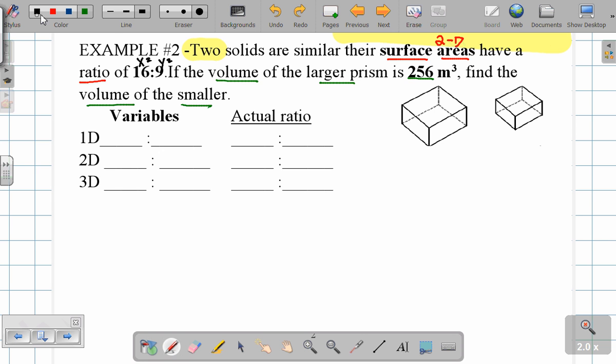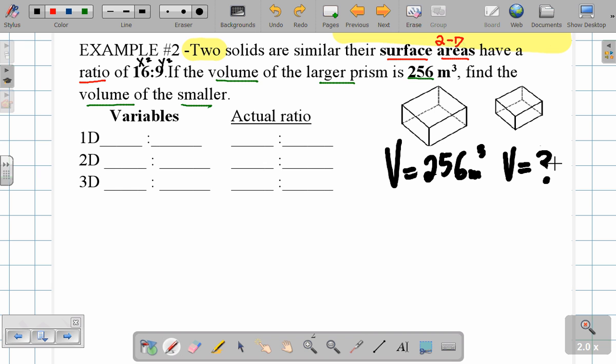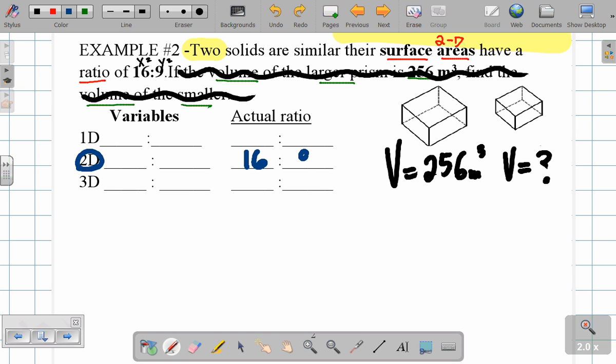Let's transfer our numbers down. Volume of the larger is 256 meters cubed. Volume smaller is our unknown. Watch what I do, guys. I just accounted for this information. Whoa. Now I'm going to come over here. My 16 to 9, second dimension. I go like this: x squared, y squared. I have now accounted for this information.